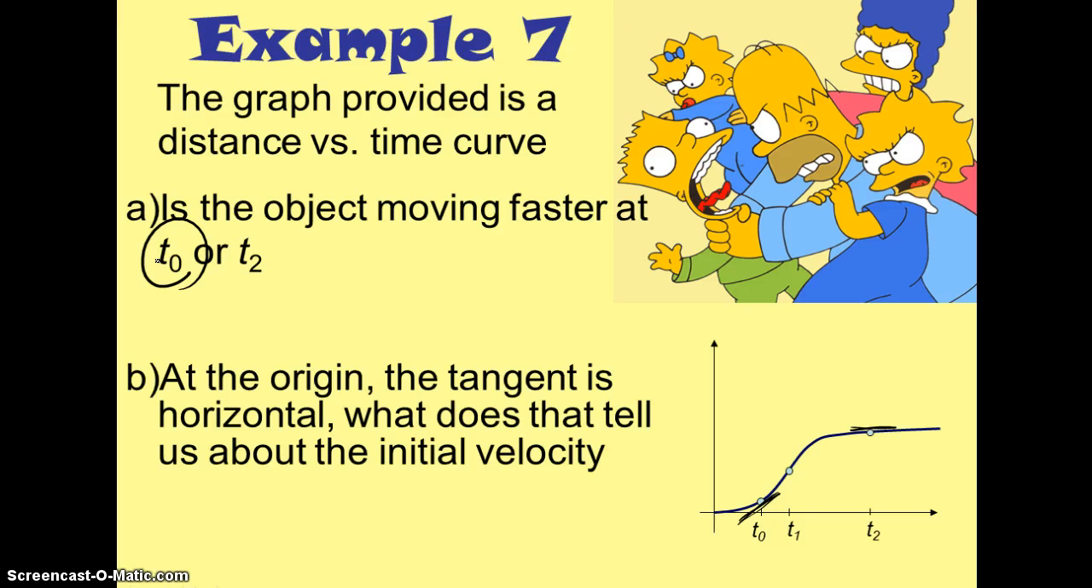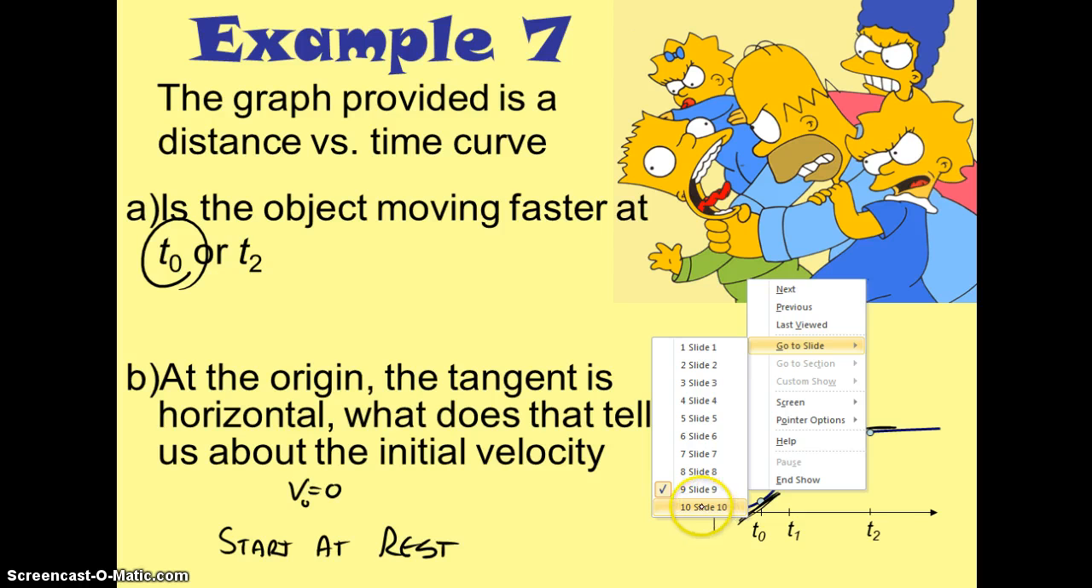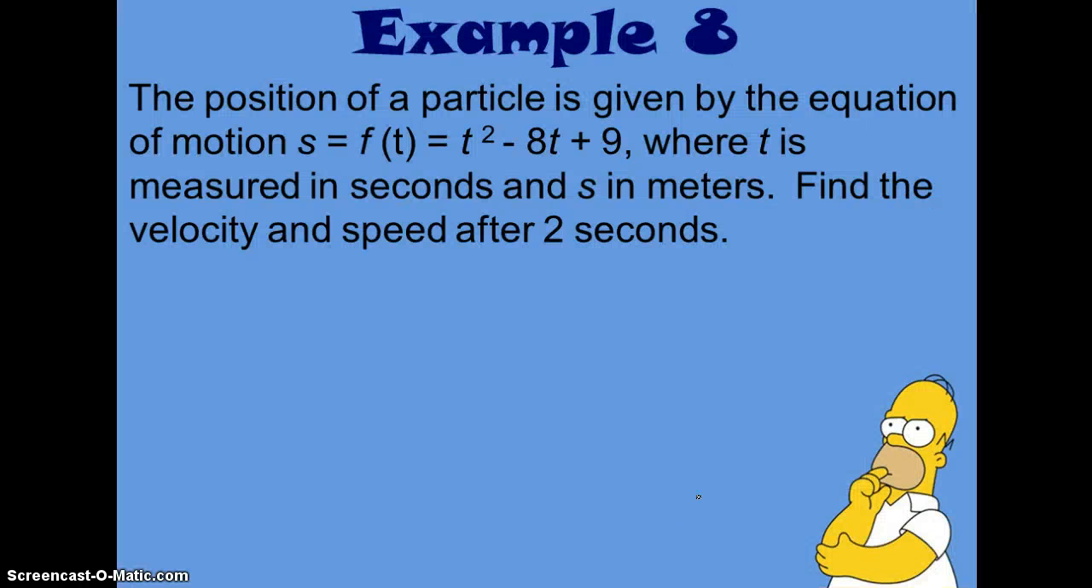At the origin, the tangent is horizontal. What does that tell us about the initial velocity? If the tangent is horizontal, that means the initial velocity was 0. Sometimes we'll say that as v0, which means it started at rest. So when this whole thing got moving, it started from a stop position. It was not fired out of a cannon or thrown or anything like that. It started at rest before it started moving. Whether it's a person or a thing, I don't really care. Whatever it was, it started at rest.